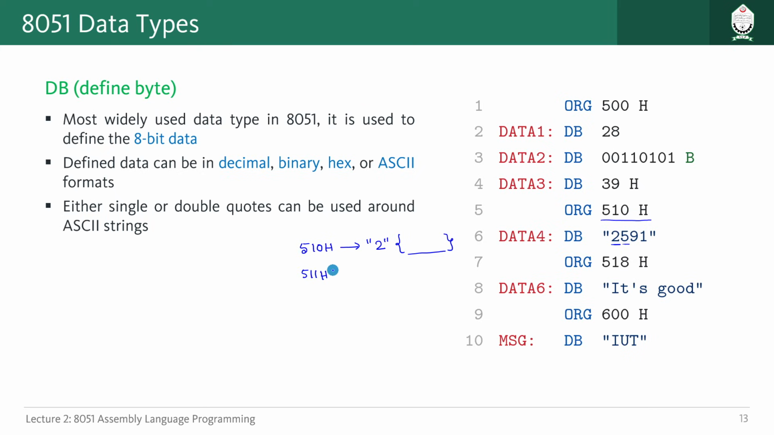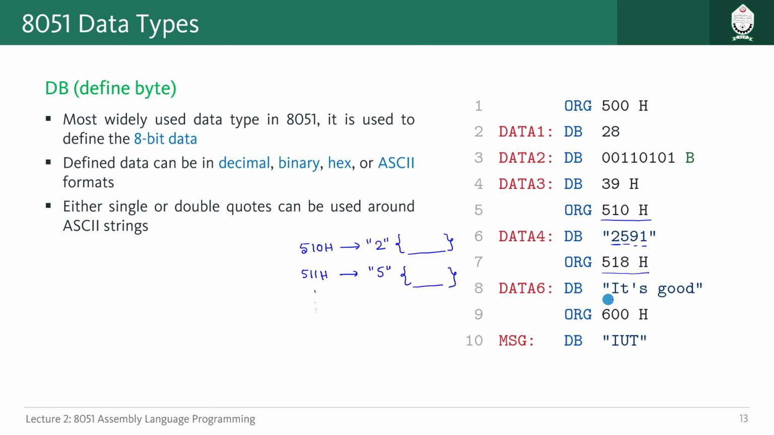For 511H, 5 will be saved, ASCII 5. So basically an 8-bit combination that is representing the 5 ASCII value, right? In this way all of the values 9, 1 will be saved sequentially. Then it will come to 518H, right?